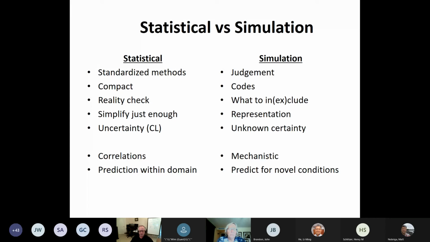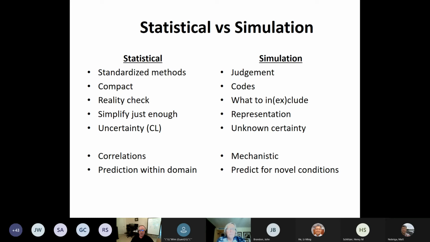People like them because you can compare them to data, and then you say they look realistic or not, and you can quantify uncertainty. Downside is they're mostly correlation based, and they have limited predictive ability when you create new conditions and you want to know how many Delta Smelt are going to be there. And then, of course, the flip side: in the simulation, instead of standardized methods, there's judgment involved. Instead of it being compact, you have the 4,000, 5,000 line Delta Smelt code.